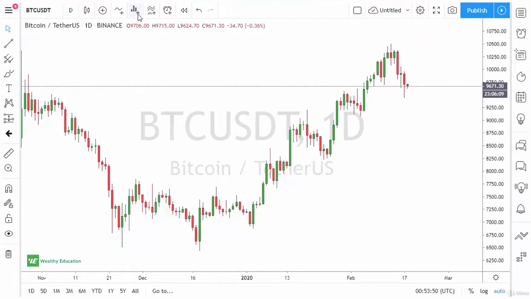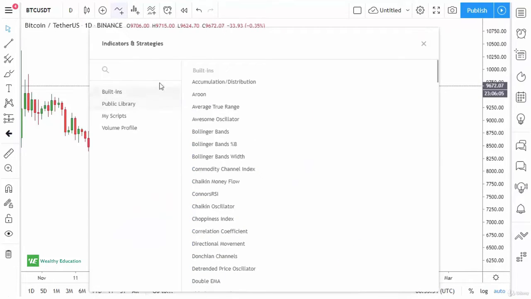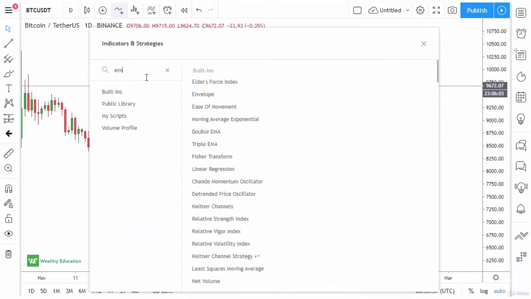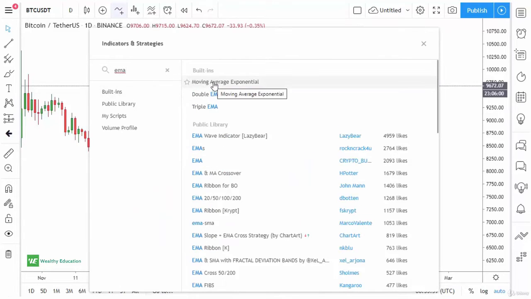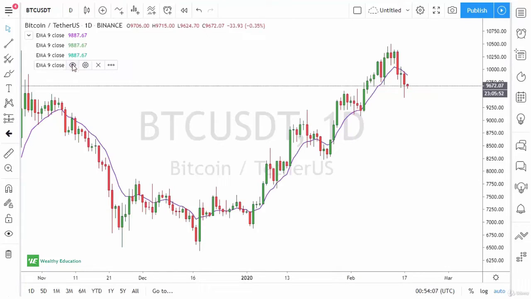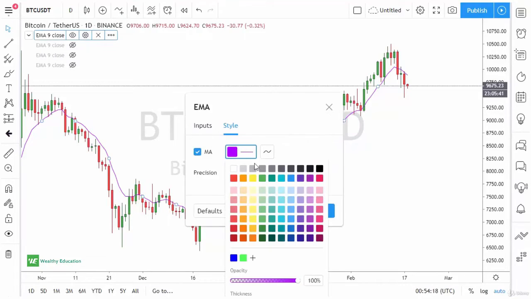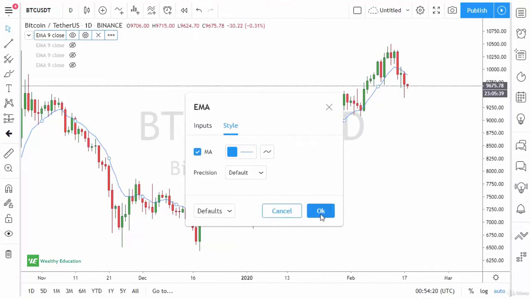In order to do this, you need to click on Indicators and Strategies, and you can type in EMA, which is moving average exponential. I'm going to put 4 on the chart for the purposes of this video. I'm going to go ahead and click these eyeballs. On this one, the EMA, exponential moving average, 9 period based upon the close, I'm going to change the color to blue. And okay.